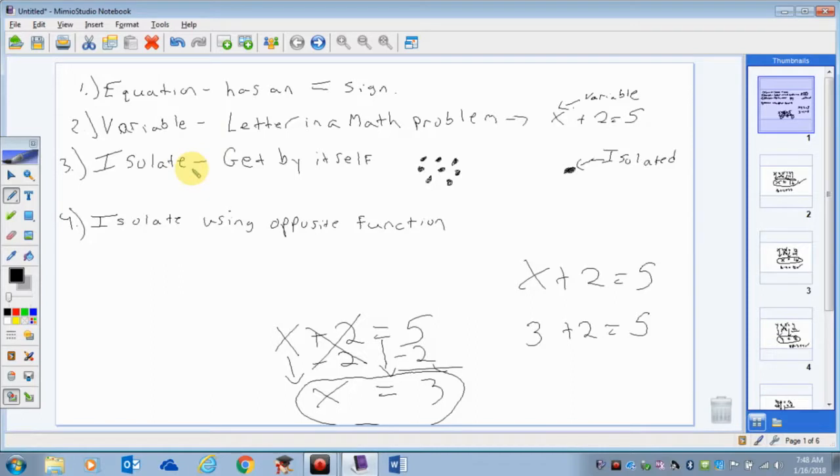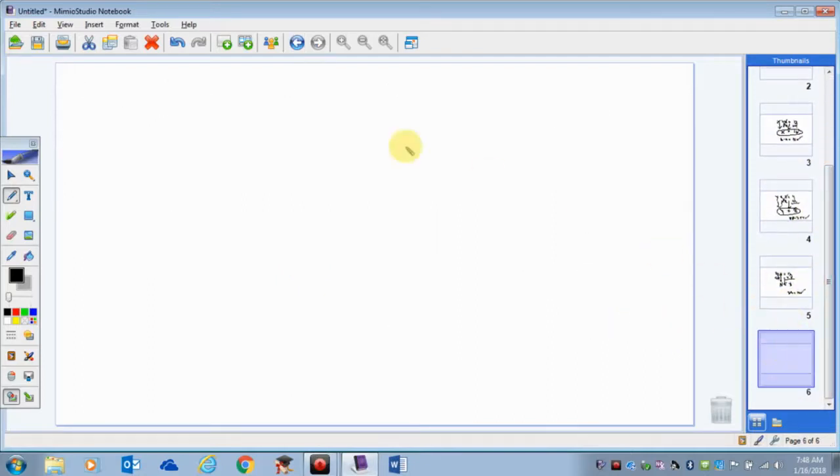As it gets harder, you're going to have multiple steps. You still have to isolate the variable. If you don't get it isolated, you're not going to get the answer correct. And you're going to isolate it by using the opposite function of what is happening to it at the time. So, I'm going to do a few example problems for you.